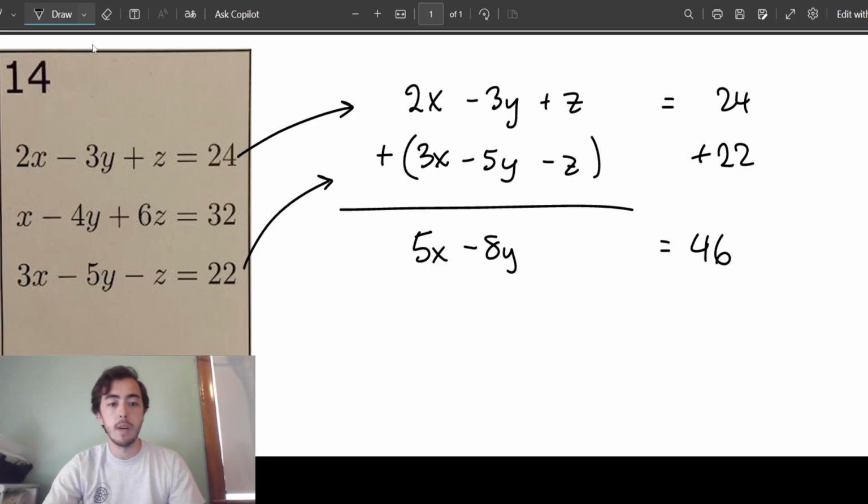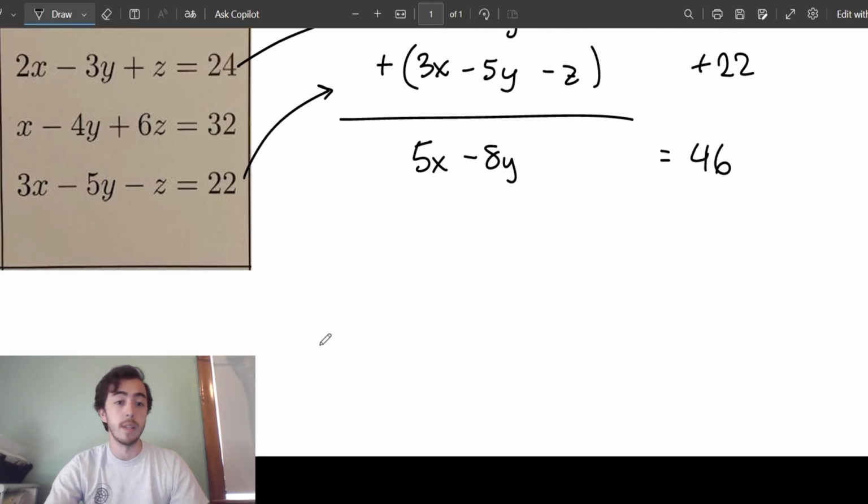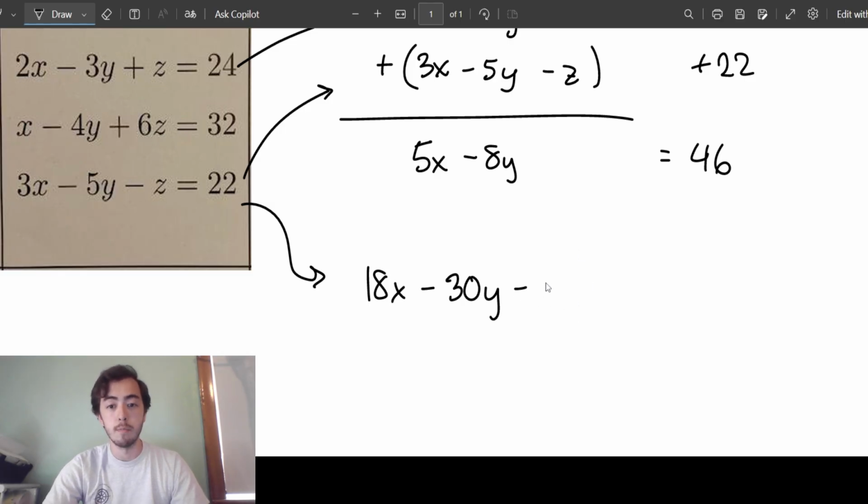I'm going to take the bottom equation and multiply both sides by 6. So multiplying the 3x by 6, I'll get 18x. Multiplying this negative 5y by 6, I'll get negative 30y. Multiplying this negative z by 6, I'll get minus 6z. And then multiplying 22 by 6 gets me whatever 120 plus 12 is, which is 132.